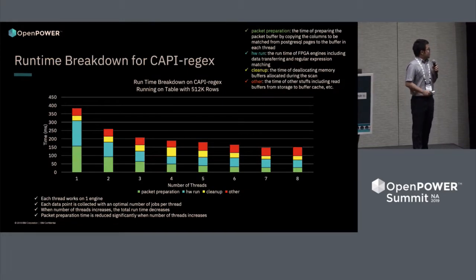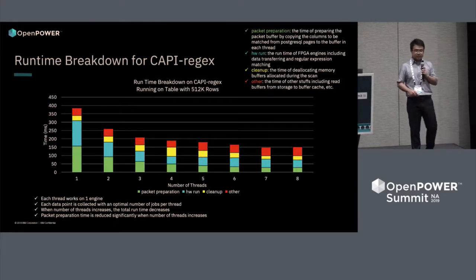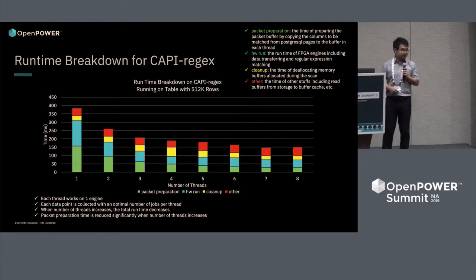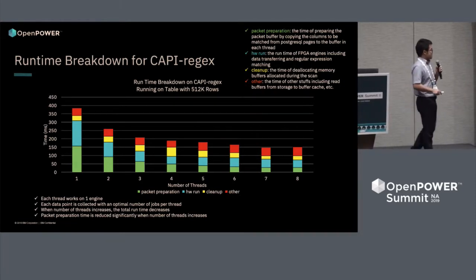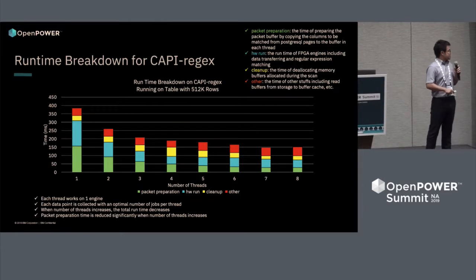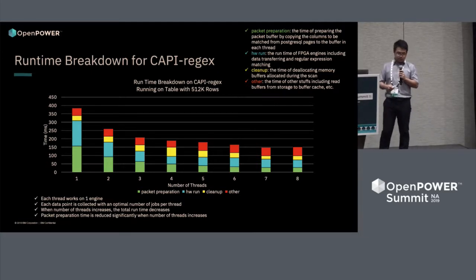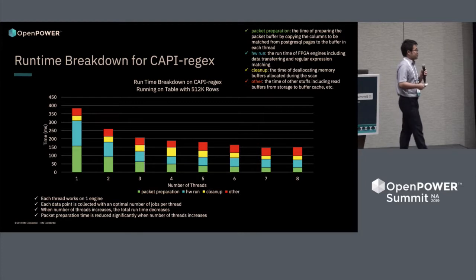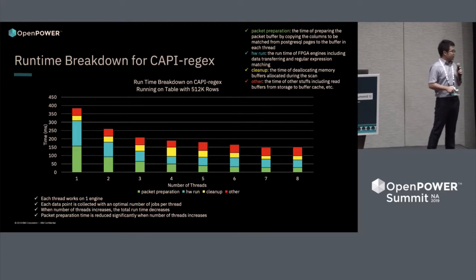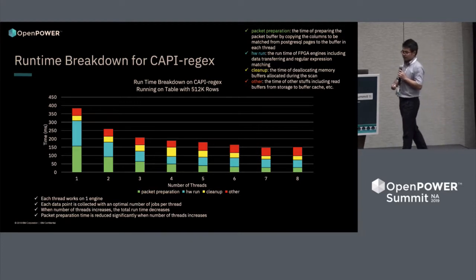And then we also have some measurements to see how the number of threads impacts the overall performance. This picture shows that when the number of threads changes from 1 to 8, the overall query time drops significantly. So it's very good to see that if we have more threads, that means more work will be done in parallel, especially when we process the packet buffer.